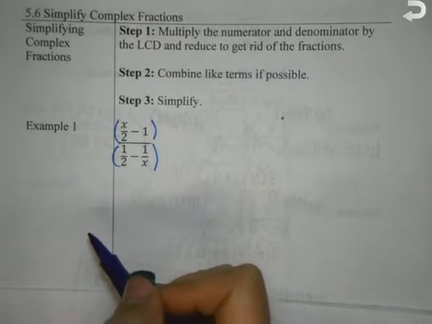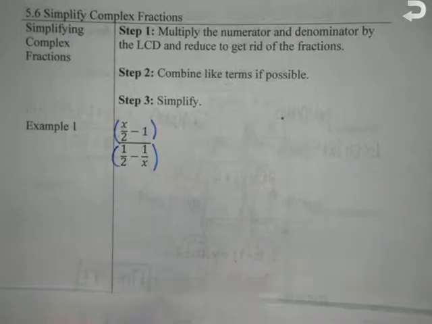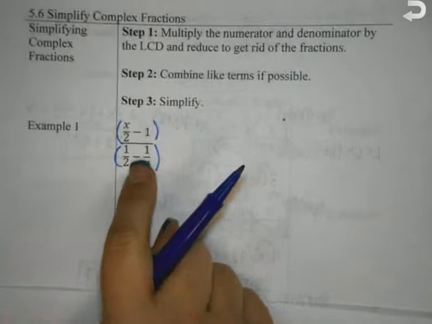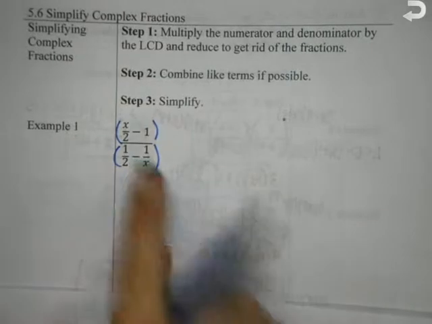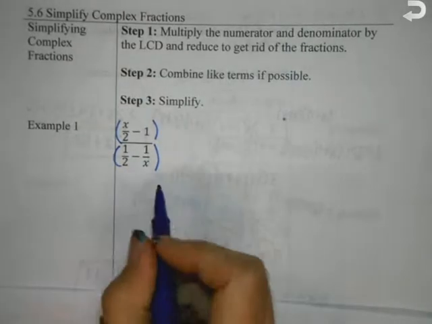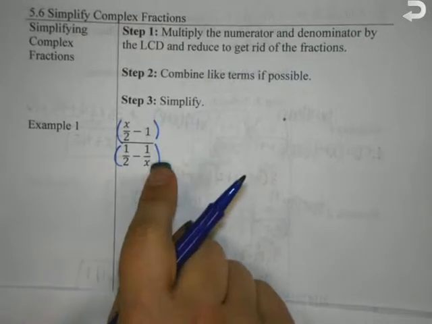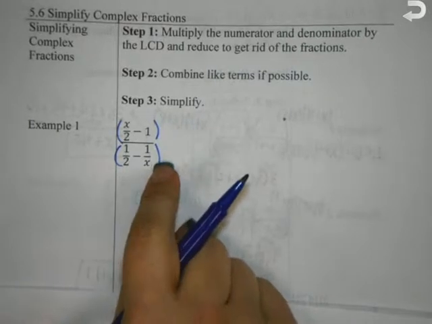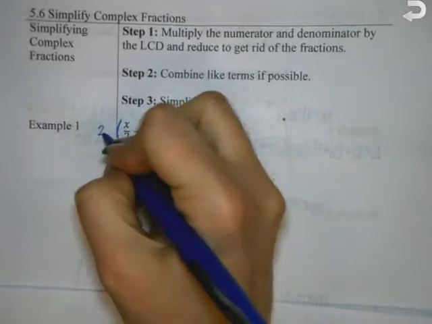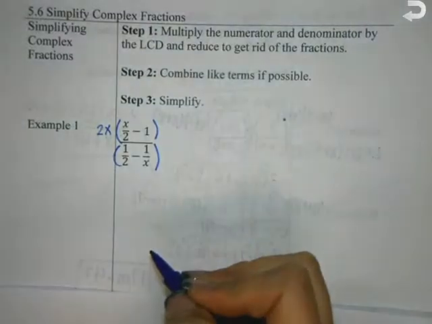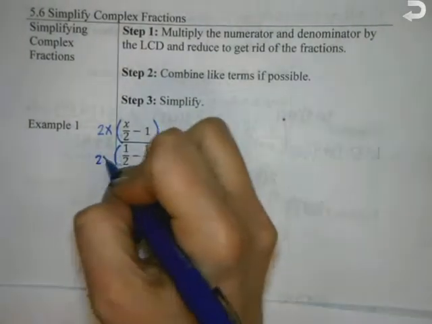Not just x by itself. Does 2 go into x? What did you say, Brandon? 2x. 2 goes into 2x, and 2 goes into x, and x goes into 2x. So we're going to multiply the numerator by 2x, and we're going to multiply the denominator by 2x.